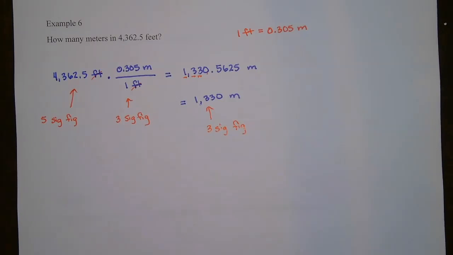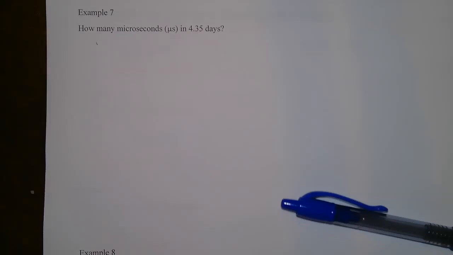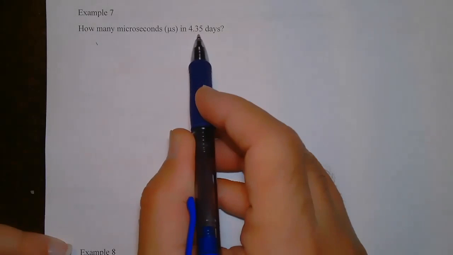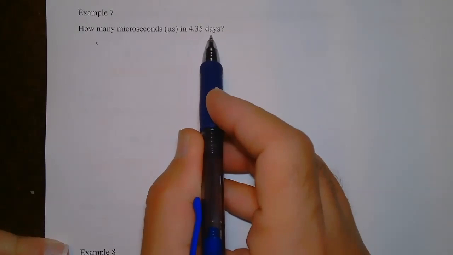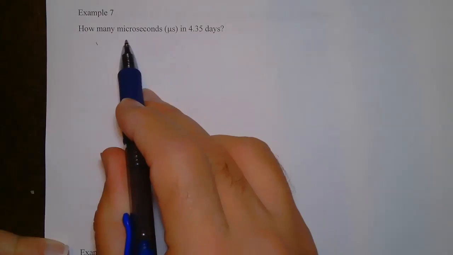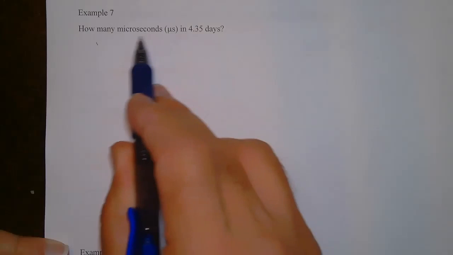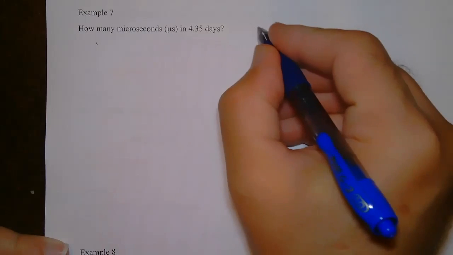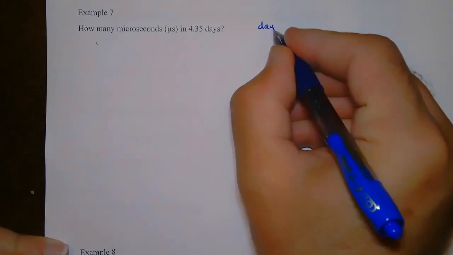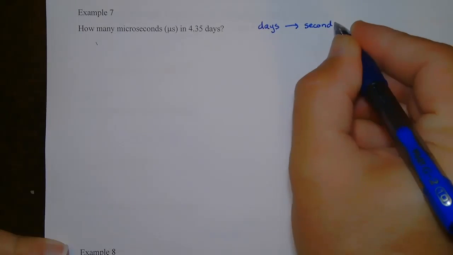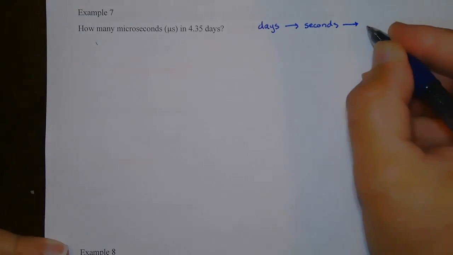Okay, let's do a couple more examples. So this problem says how many microseconds, that's mu s, the Greek letter mu, in 4.35 days. So we're starting with that, and we need to get to microseconds. But to get to microseconds, I first need to get to seconds. So the idea behind this problem is I'm going to go from days to seconds, and then to microseconds.